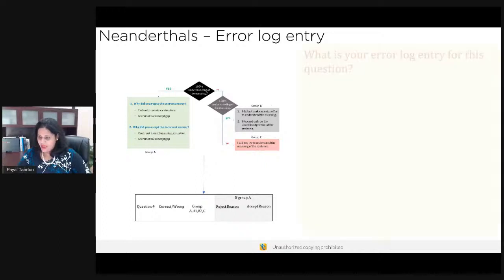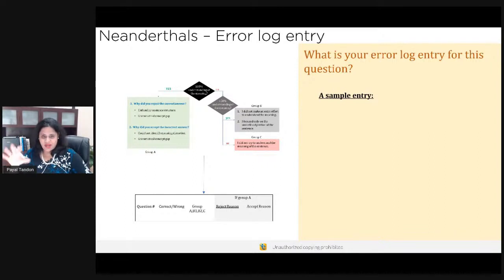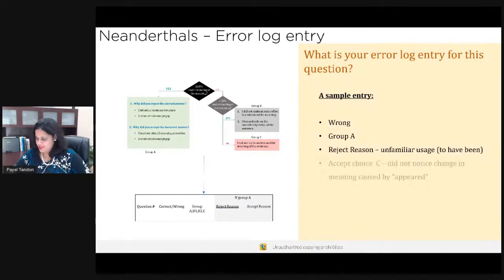Okay, so now the error log entry for this question. I'm going to make a sample entry, and after I give you the sample entry, I want you to give me your entry for this specific question. I got this question wrong. Again, that's just a sample entry. I belong in group A. Reject reason was unfamiliar usage of "to have been." I didn't know that this is the correct usage. I accepted choice C and I didn't notice a change in meaning caused by "appeared."